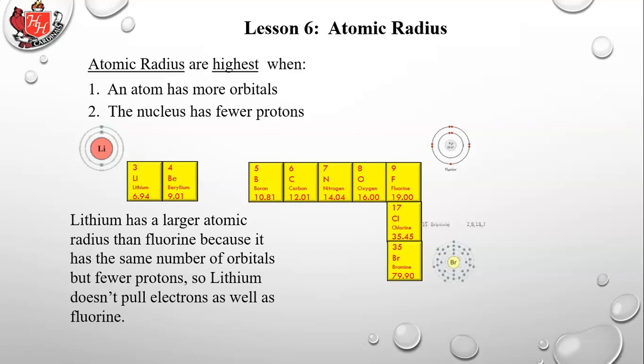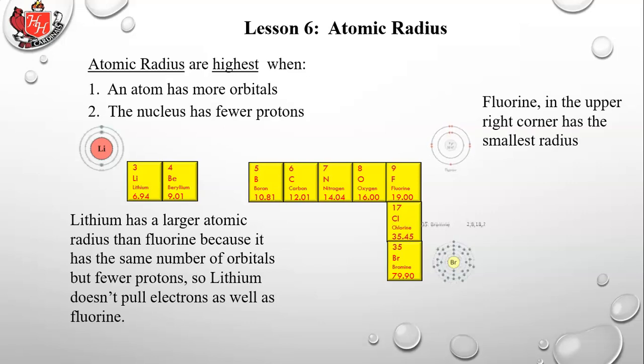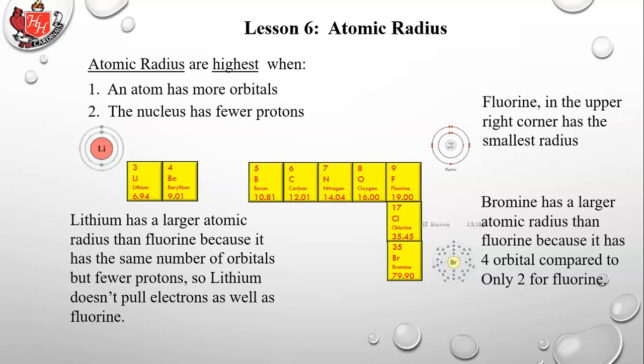They stay farther away. So again, it's kind of a paradox that even though fluorine has far more particles than lithium, it is much smaller. So be sure you understand that explanation. Fluorine in the upper right corner has the smallest radius of these elements that you're seeing right here.